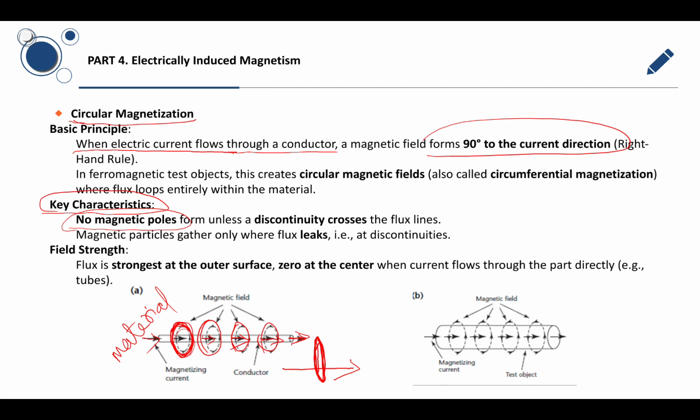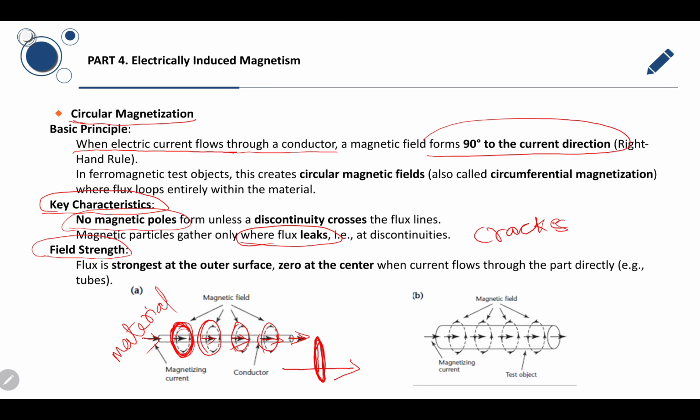Next, the detection mechanism. This is crucial for NDT. Magnetic particles will only gather where there is flux leakage, meaning they will accumulate at discontinuities. These discontinuities, like cracks, force the internal flux to leak out, creating those small localized north and south poles we discussed in the previous session.